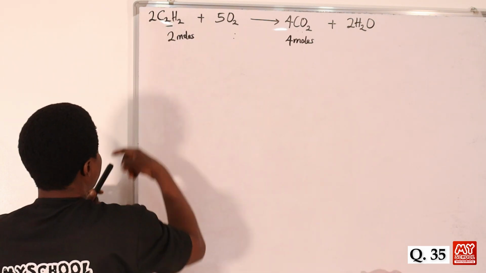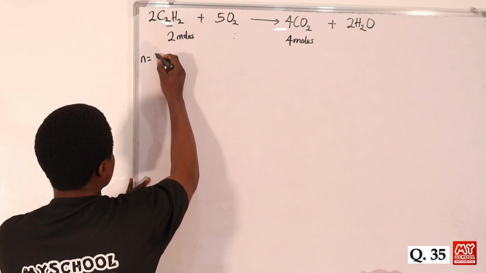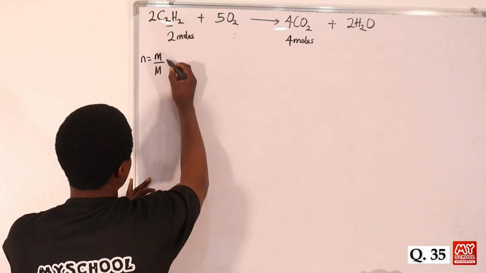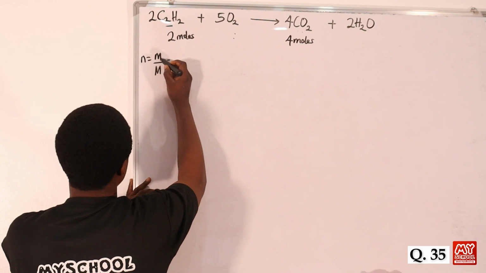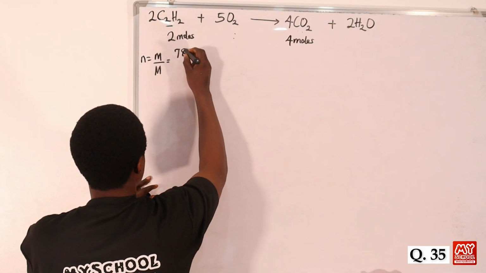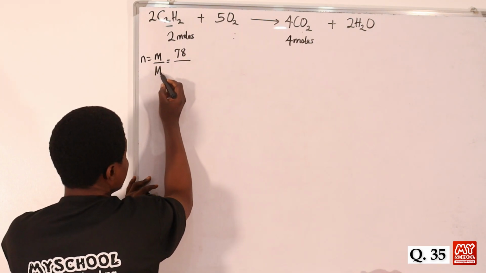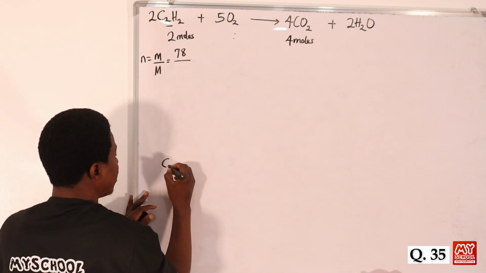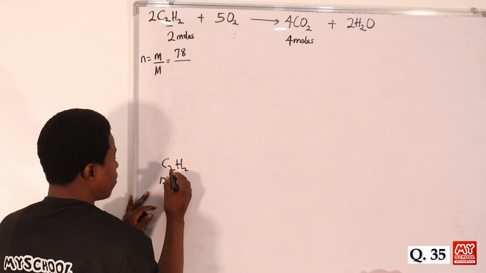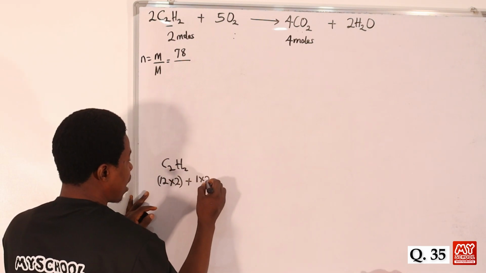Don't forget that we know that number of moles is equal to mass over molar mass. We're told already that the mass of ethane was given to be 78, so 78 over what is the molar mass of ethane? Of course, you can solve that out. Ethane is C2H2. Carbon is 12, times 2, then plus hydrogen is 1, then times 2.